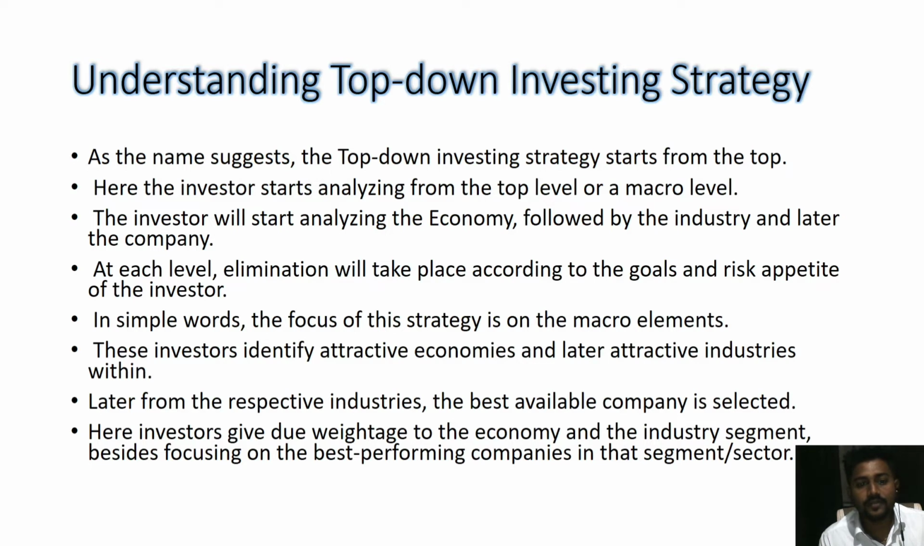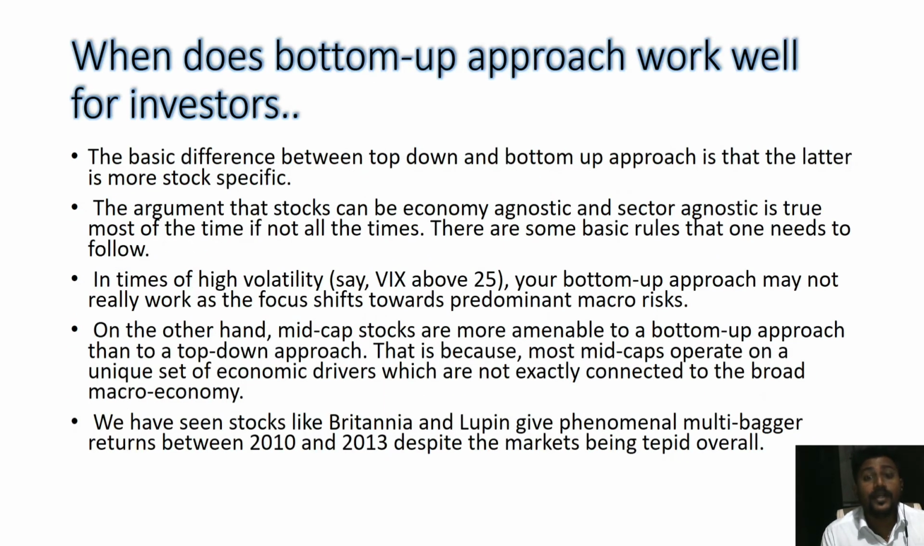In simple words, the focus of this strategy is on the macro elements. The investor identifies attractive economies and later attractive industries within. Later, from the respective industries, the best available company is selected. Here, investors give due weightage to the economy and the industry segment, besides focusing on the best performing companies in that segment or sector. When does the bottom-up approach work well for investors?